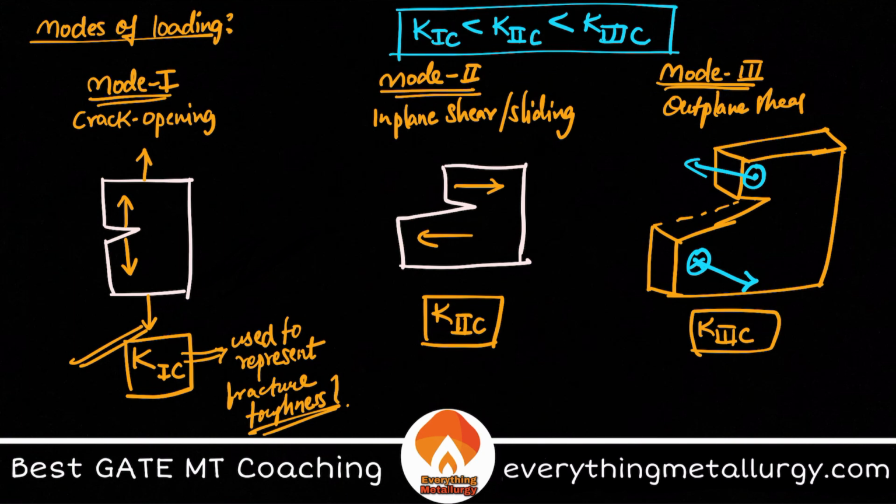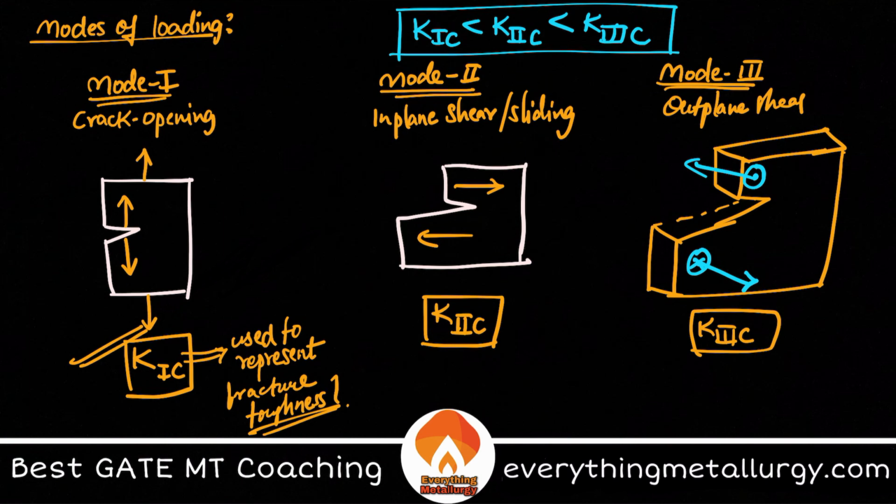Remember the definition. KIC means it is explaining the fracture toughness that has been measured when you are applying mode 1 type of loading. Now we are saying that KIC is used to represent the fracture toughness of a body because it has a low value. So this low value means that any body has least resistance to fracture in mode 1 type of loading. That is why you are using that to represent the resistance of the total body to fracture.